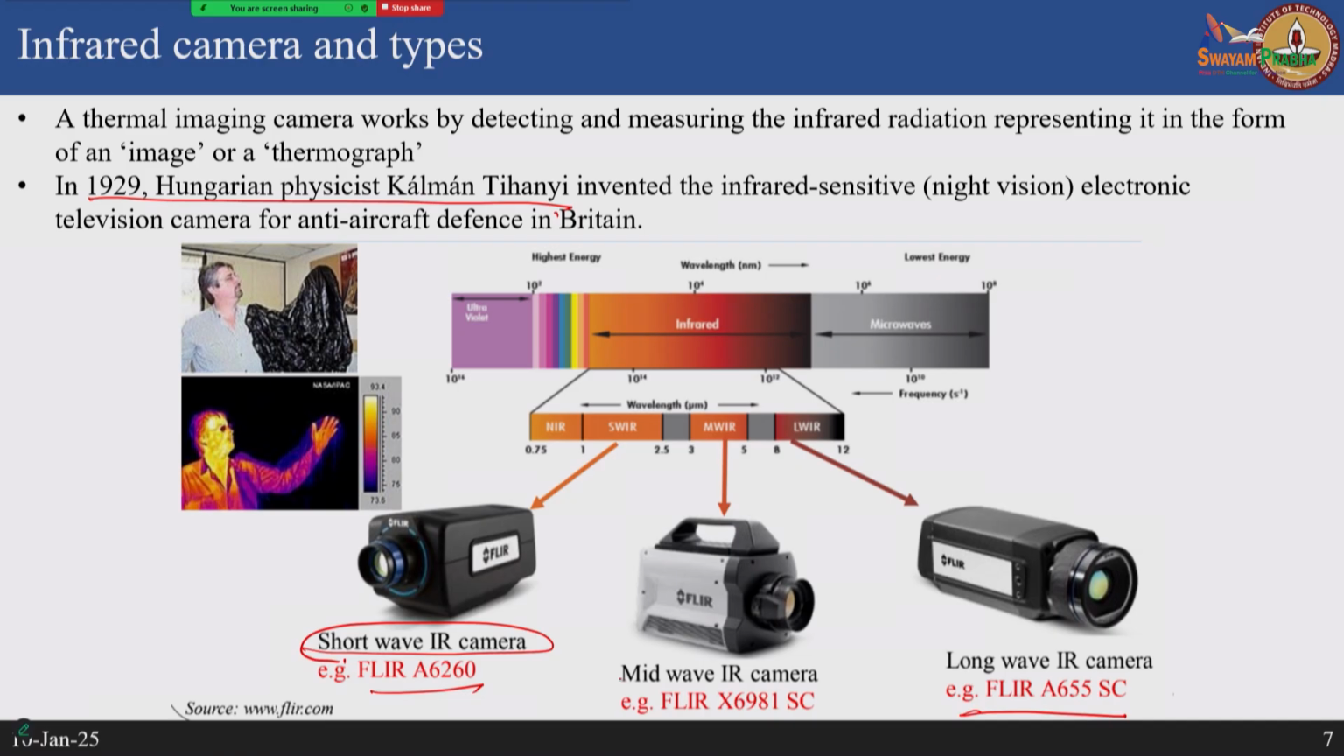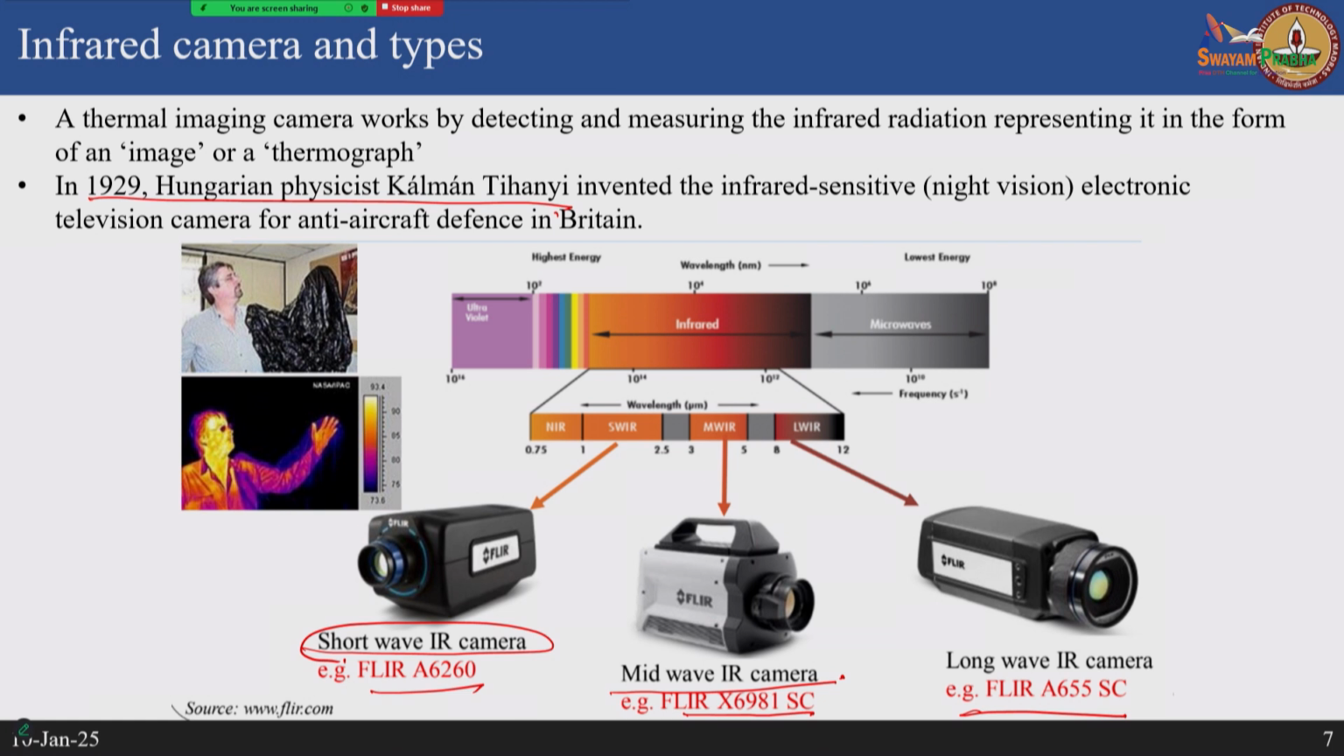Okay. So, you have a mid wave IR camera, which we also have, the X6981SC. This is a high speed infrared camera that we have in our lab, and this works with a detector which is operating in the mid-wave infrared region. So, like that, depending on the application that you want.